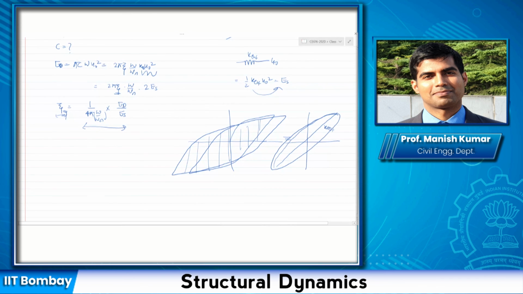And you follow exactly the same procedure. You find out how much is the energy dissipated in a single cycle, and then you find out what is the amplitude of that cycle, so that you can find out the strain energy and then utilize this to get the value of equivalent damping.